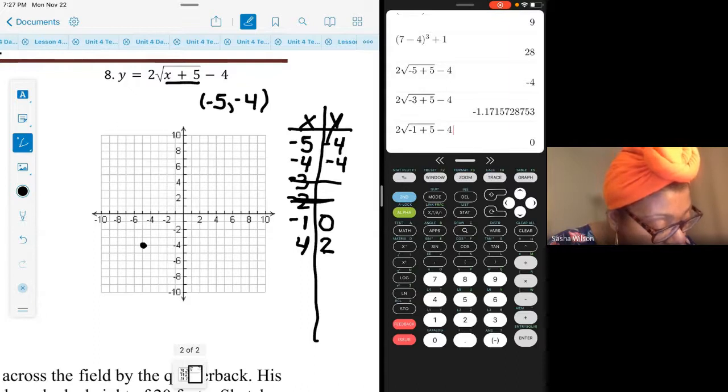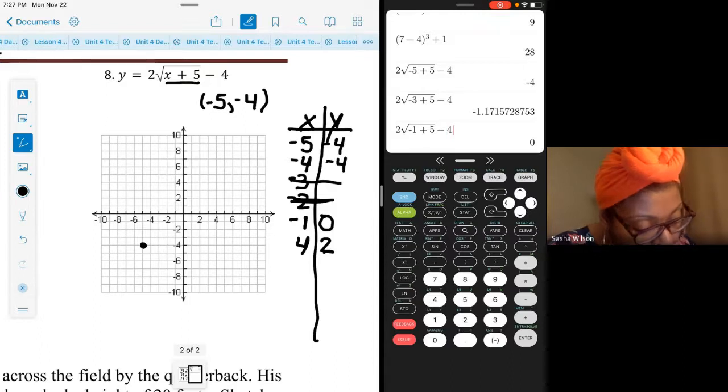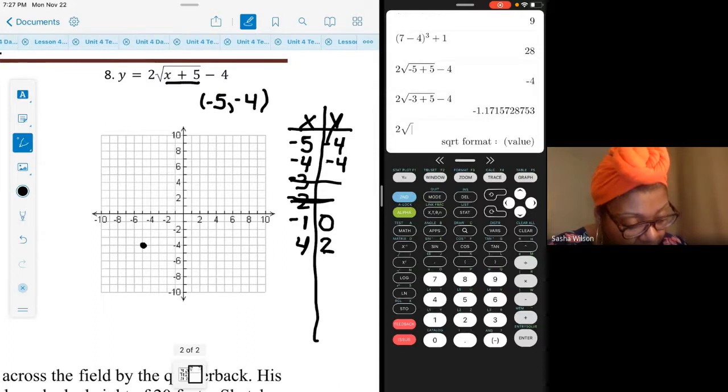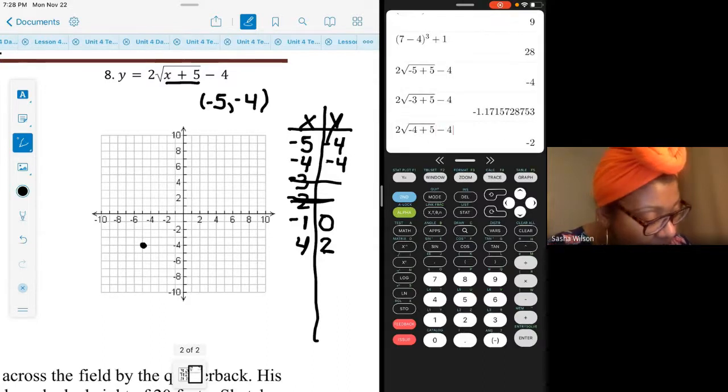So we've got negative. Oh, I forgot when I plugged in -4, I didn't do that. So we need to do square root. Let's plug in that -4 plus 5, minus 4, and we get -2. So I need to erase that.